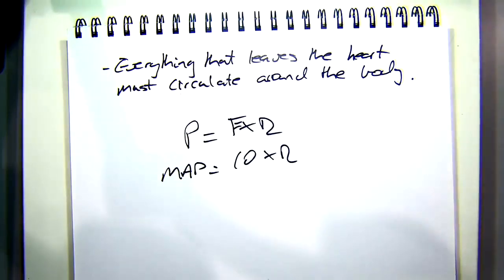The first thing is the big principle idea that David just mentioned: everything that leaves the heart must circulate around the body. So if you have 5 litres of blood coming out of the heart, then you're going to move 5 litres of blood all the way around the body at the same time.